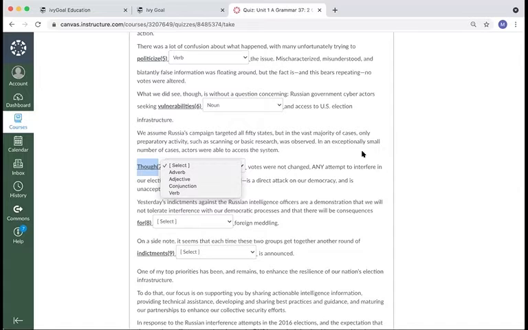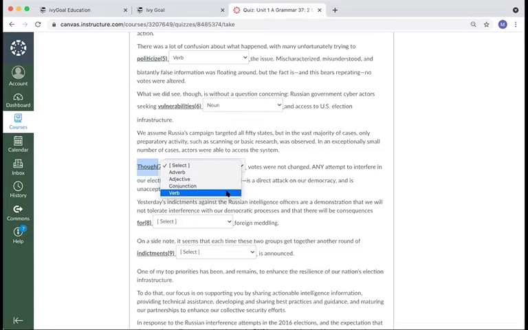Okay, good. So we're trying to figure out what the word "though" is. Is "though" an adverb, adjective, conjunction, or verb? Adjective will be describing a noun, right? That's right. I feel like it's not describing anything. It's not going to be an adverb. It's not going to be an adjective. Pretty sure it's not a conjunction, so I think it's a verb.